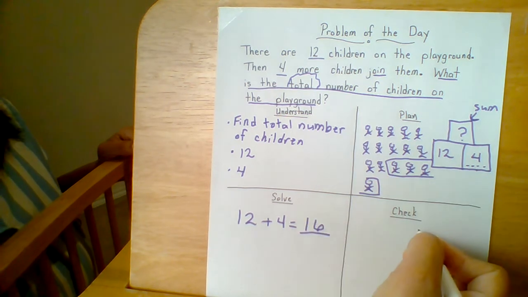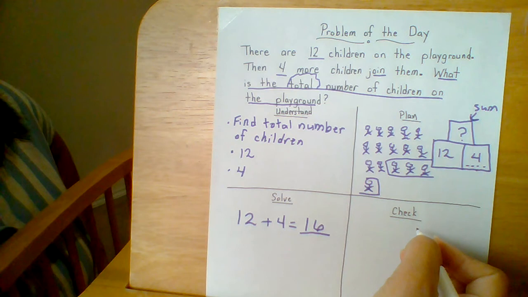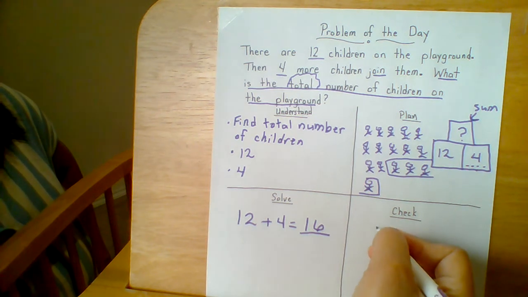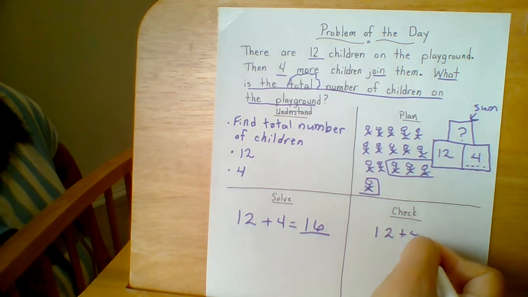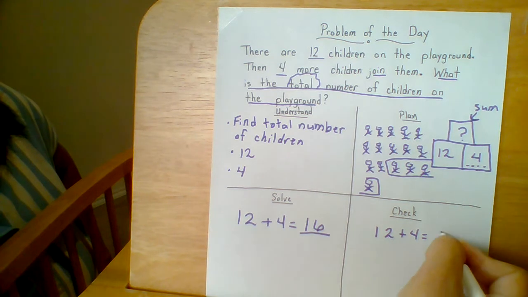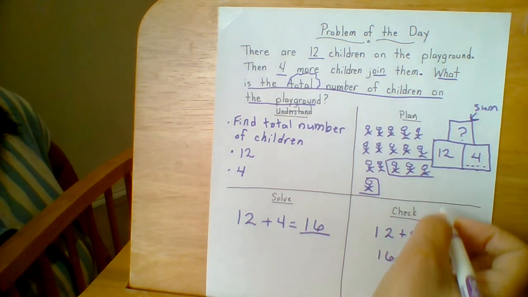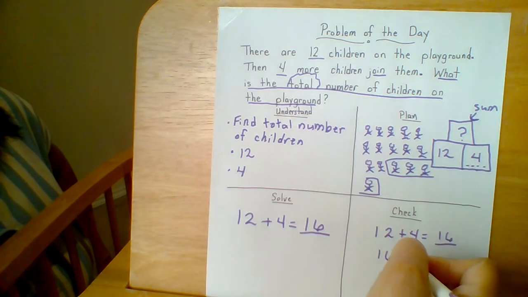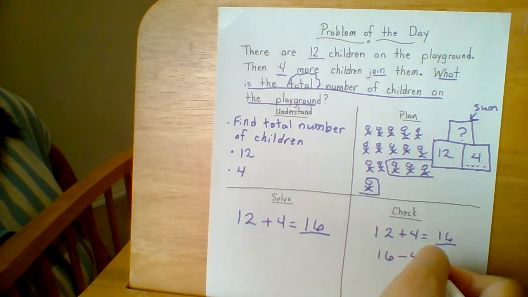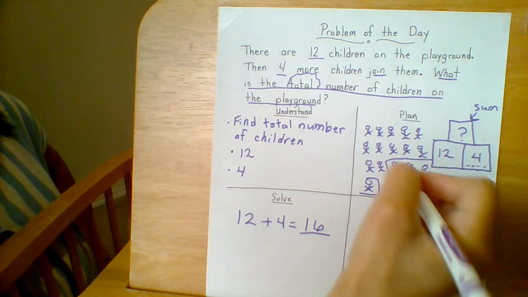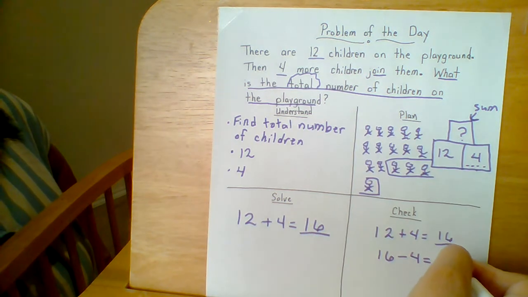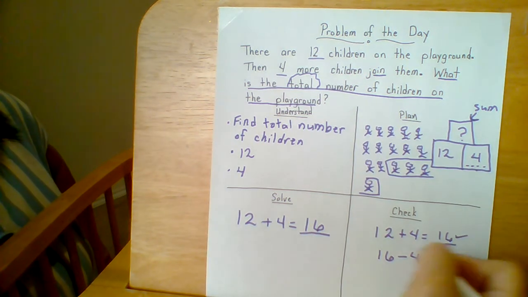When I go to my check, I'm going to show a fact family because I know that 12 plus 4 equals 16. So for my fact family, I'm going to start with 16 and I can subtract the 4 that I added. And if I take away the 4 that I put with the 12, I will get 12 back.